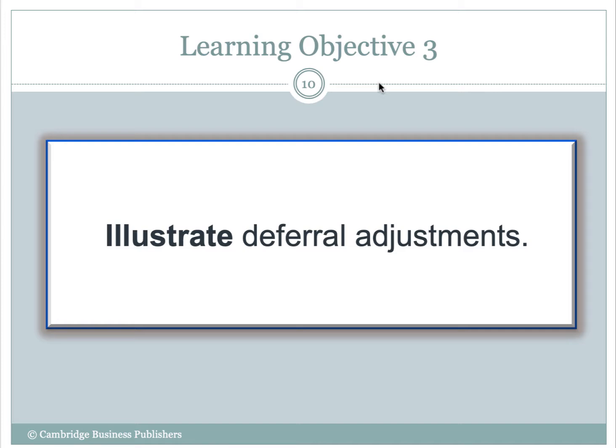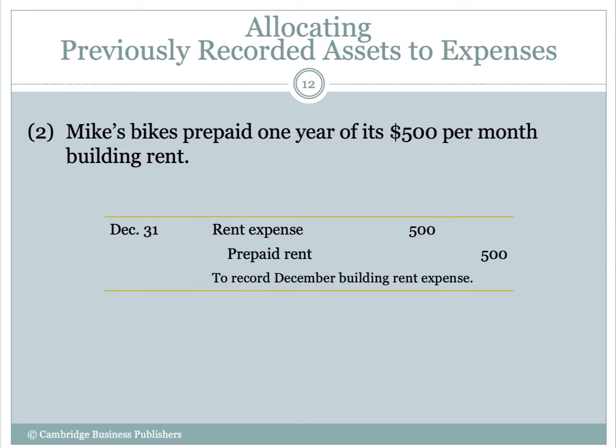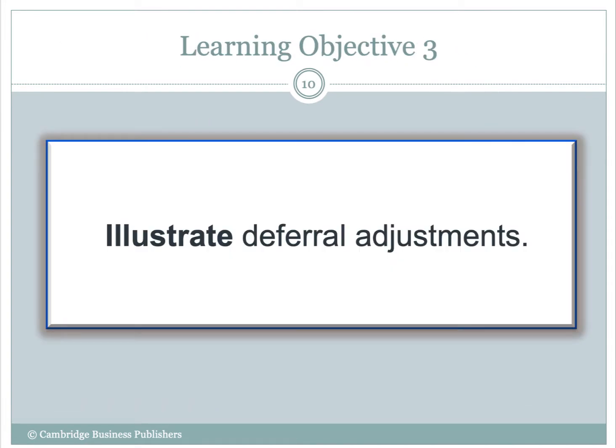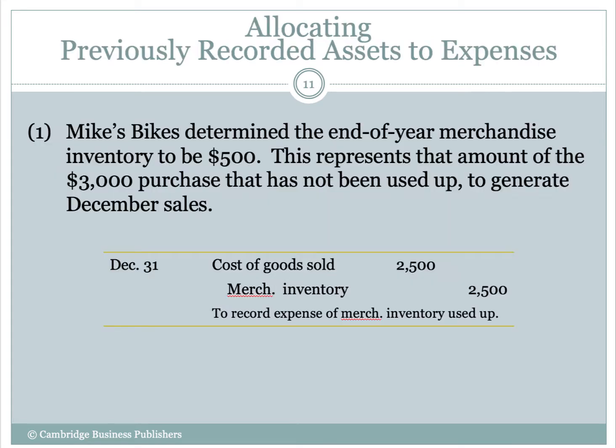Remember, we have two deferral adjustments, right? We have our prepaid expense adjustment, and we have our unearned revenue adjustment. So the first example that we have has to deal with prepaid expenses. Okay, so let's assume for a minute that Mike's Bikes determined the end of year merchandise inventory to be $500. Okay, this represents that amount of the $3,000 purchase that has not been used up to generate December sales.